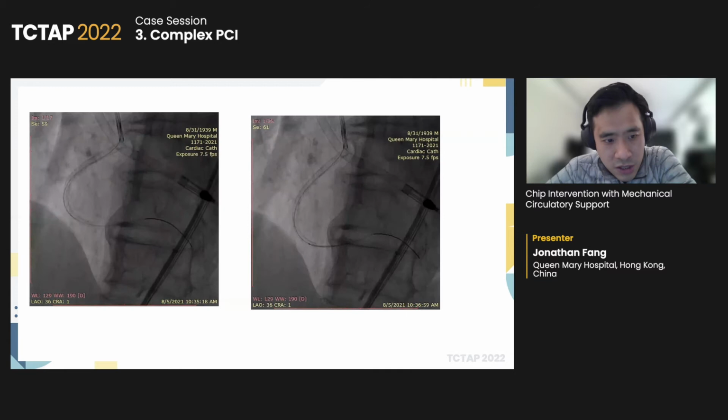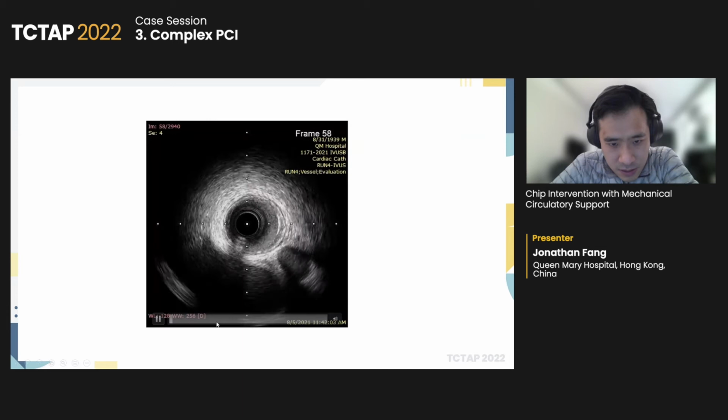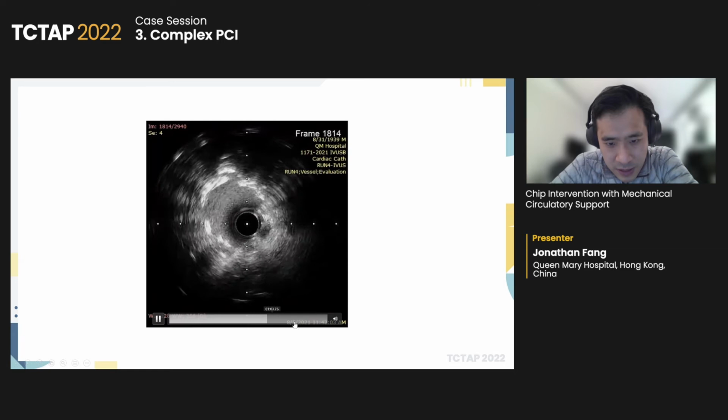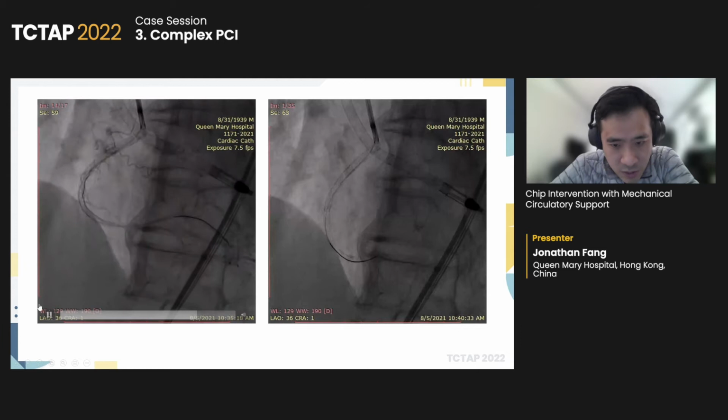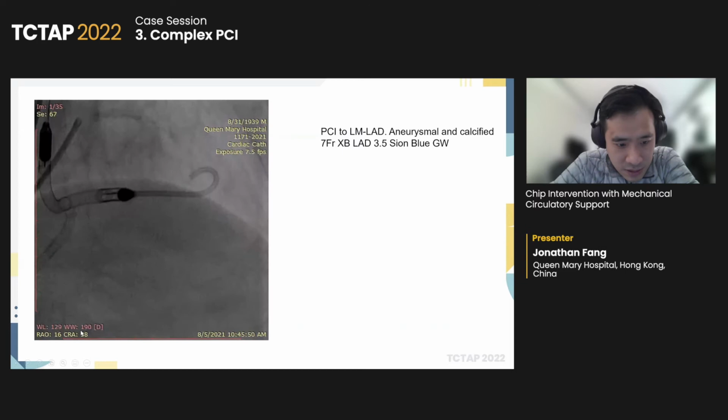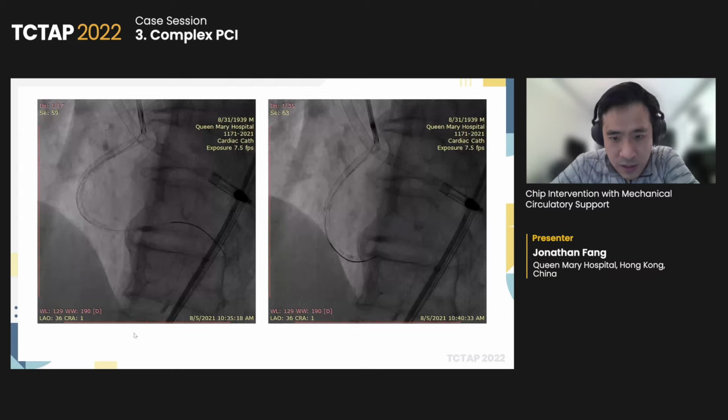And the IVUS showed satisfactory stent apposition and expansion. However, we noted some distal stent edge dissection. So we added one more stent distally, a 2.0 stent. Okay, so this completed the right side procedure.